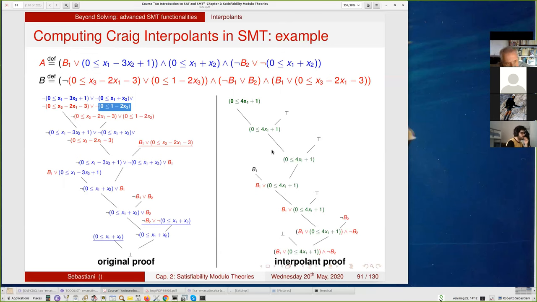Okay. Similarly, here, this was obtained by a resolution of an atom in B. So we have the conjunction of the interpolants, but here the interpolant is true because this is completely in B. So this is just the conjunction. So we just move this object here.